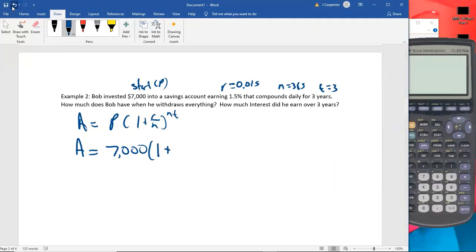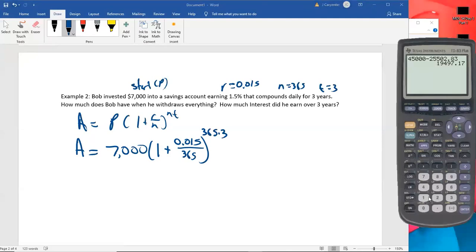All right, then 1 plus our rate of 0.015. Because remember, 1.5, we can't put that number in this. It's got to be the decimal unless we're using Excel. Excel could handle the percentage. Then divided by the n, which was 365. Then raised to the n times t, which is 365 times 3 years. So the first thing we want to know is, what is 365 times 3?